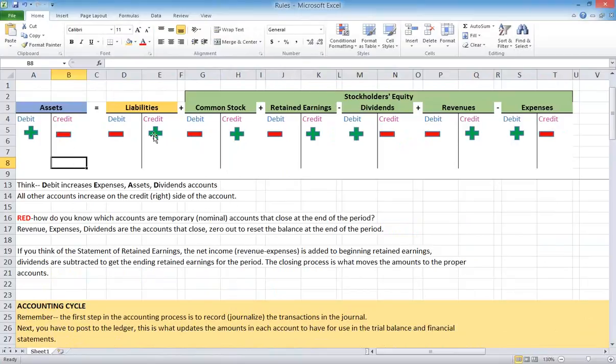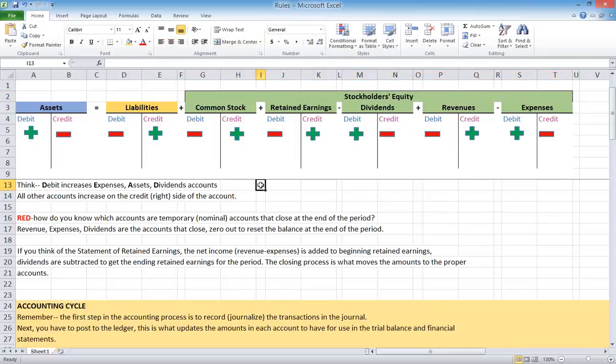Liabilities increase on the credit. Stockholders' equity on the credit. Retained earnings on the credit. Dividends on the debit, because they reduce our retained earnings. If you remember your retained earnings statement, you subtract your dividends from your retained earnings and you add your income, and your revenues and your expenses here are your net income accounts. Revenues minus expenses equals net income, your income statement account.